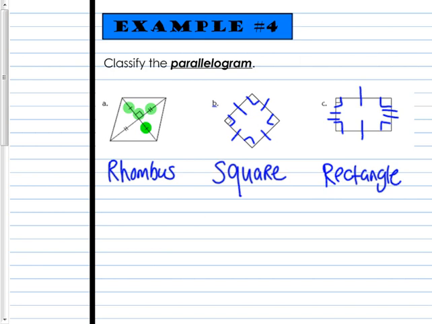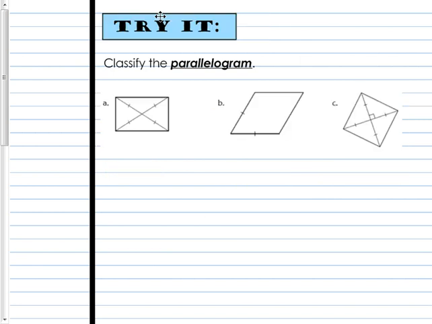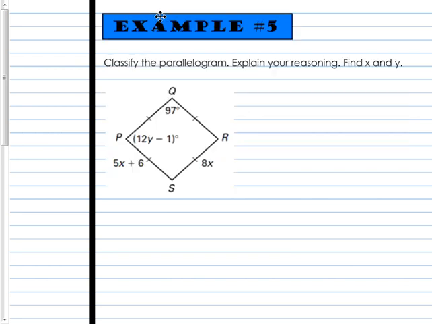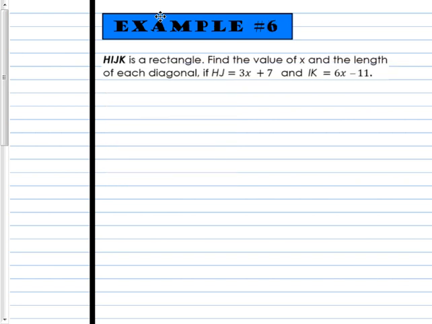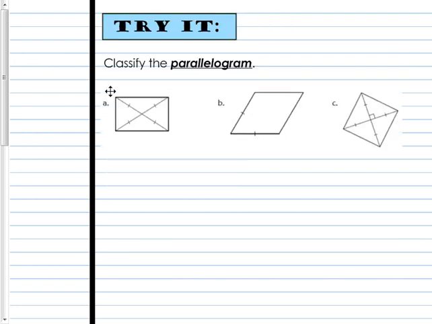So example five is the same thing again. I'd like to see you try to classify those three. And then lastly, example five. Go ahead and solve, explain your reasoning and find X and Y. And then example six, the same thing. And we will do examples five and six in class, okay? But I'd really love to see you try it on your own. See if you can get that filled in.